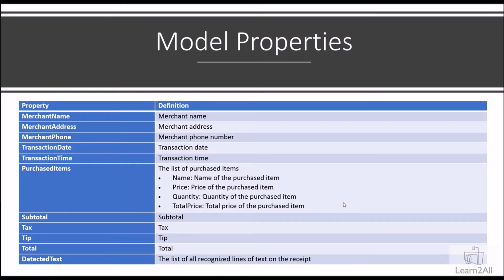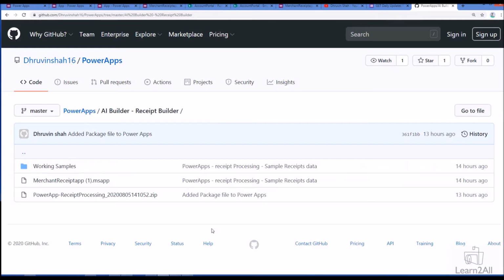And this is the next thing, while we are going to perform the demo part. This many properties can be detected by the receipt processing model, right? I am going to explain this during the demo session. Before we get started, please consider these notes. The entire demo for this receipt processing is available exclusively on my GitHub account. The link is available in the description box. You can download everything from there.